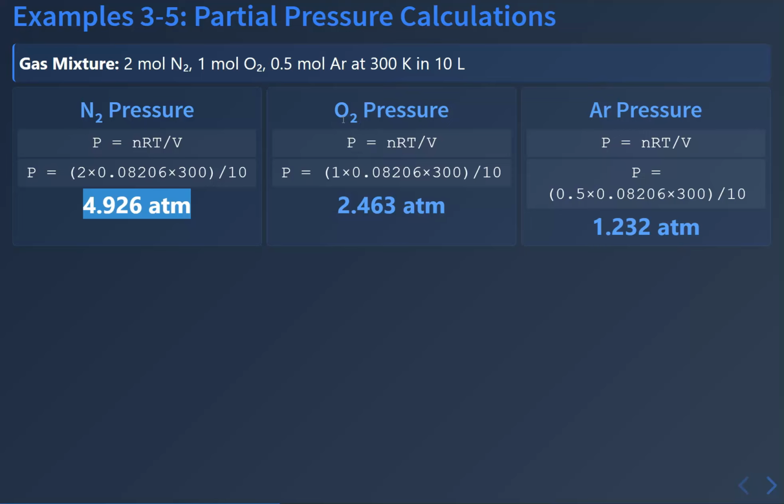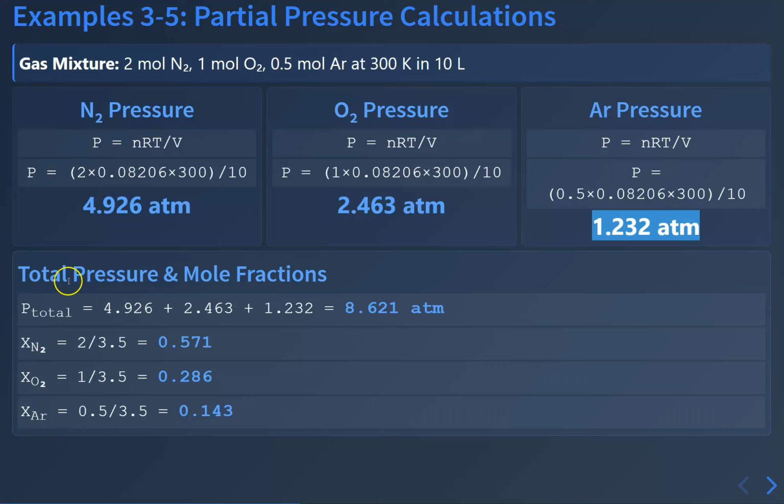Partial pressure of oxygen. So similar way we can do that. P is equal to nRT by V. So P, that 1 mole, then R 0.08206 into 300 by 10. So that is 2.46 atm. And argon pressure, that P is nRT by V. So P is nothing but n is 0.5, then R, and then T by V. So that is 1.232 atm.